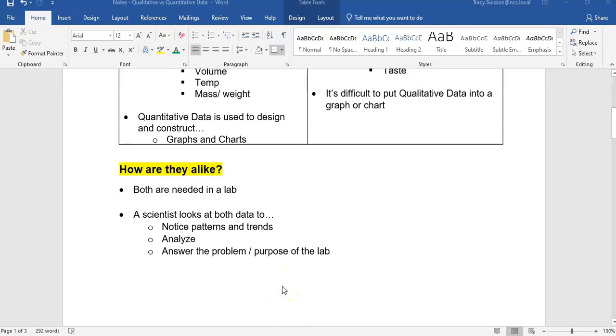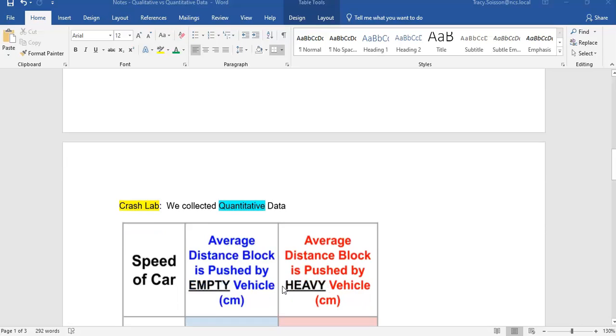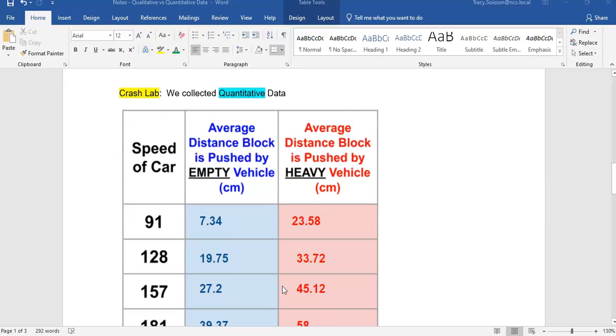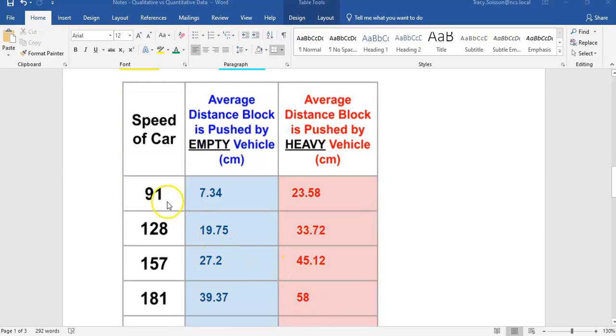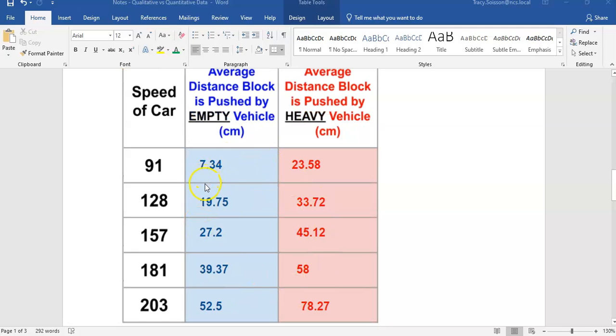So let's think about the crash lab. In the crash lab, we collected only quantitative data, the speed of the car and how far the block was pushed. So notice that we collected all number values.